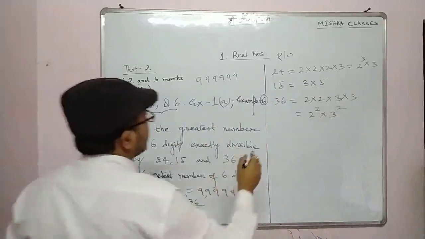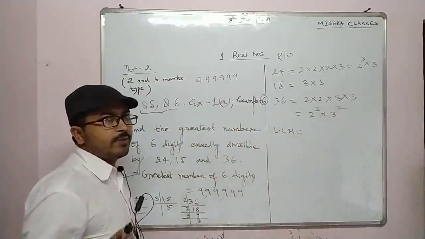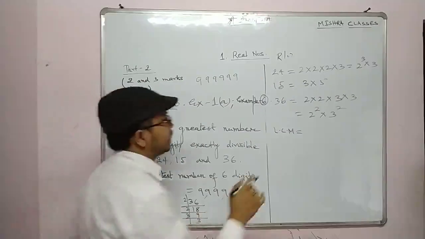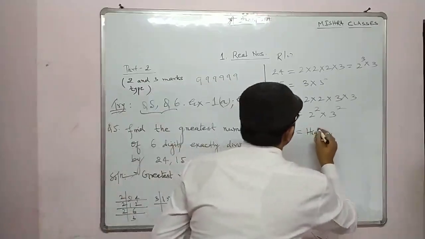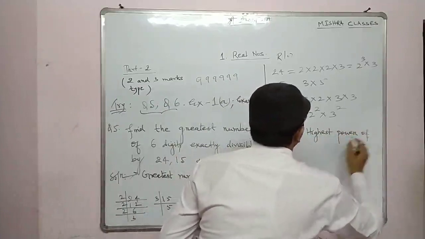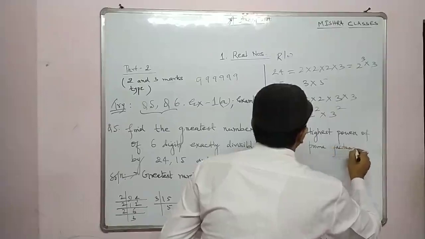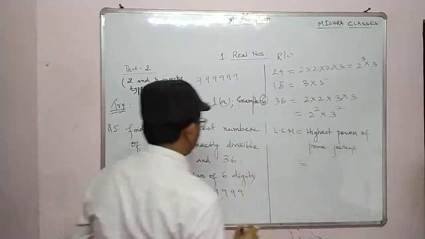Is it clear? Now, we will find the LCM. What did I say? LCM is the highest power of prime factors. What is LCM? Highest power of prime factors.